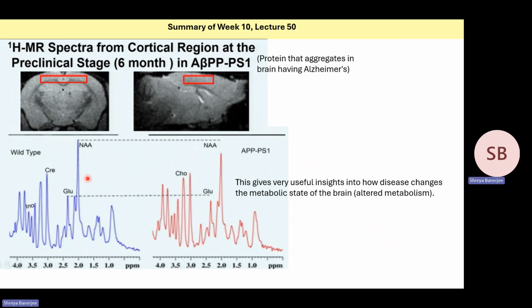So comparing the MRS spectra of a healthy patient and a patient having Alzheimer's will give an idea as to how the disease is progressing with the metabolic state of the brain. So when the metabolism and metabolic products in the brain are altered, the disease is slowly progressing.